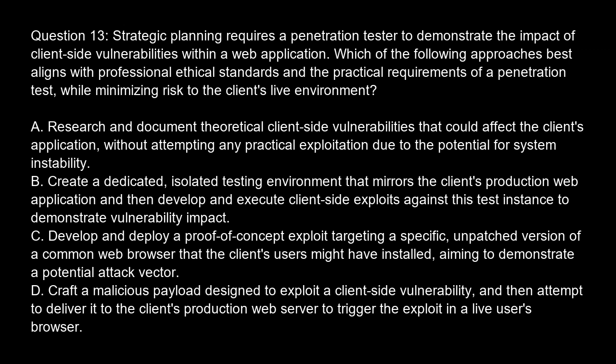Option B. Create a dedicated, isolated testing environment that mirrors the client's production web application, and then develop and execute client-side exploits against this test instance to demonstrate vulnerability impact. Option C. Develop and deploy a proof-of-concept exploit targeting a specific, unpatched version of a common web browser that the client's users might have installed, aiming to demonstrate a potential attack vector. Option D. Craft a malicious payload designed to exploit a client-side vulnerability, and then attempt to deliver it to the client's production web server to trigger the exploit in a live user's browser.